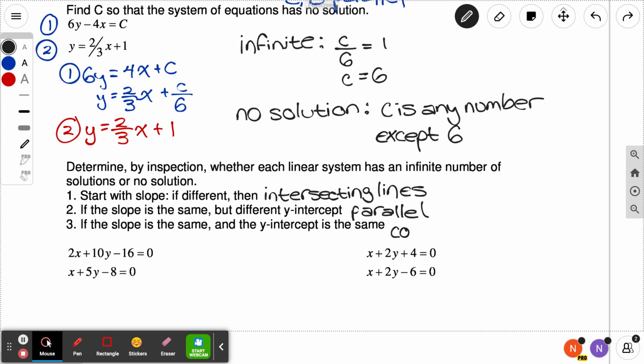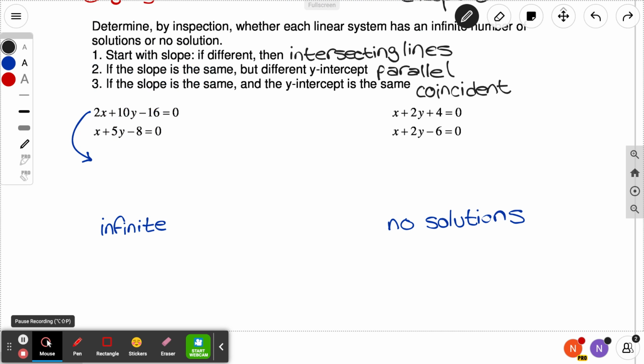So take a look at each of these examples and try for yourself. Can you rearrange into slope-intercept form? Pause the video and come back for the answer afterwards. Now let's take a look at a faster way of doing that.